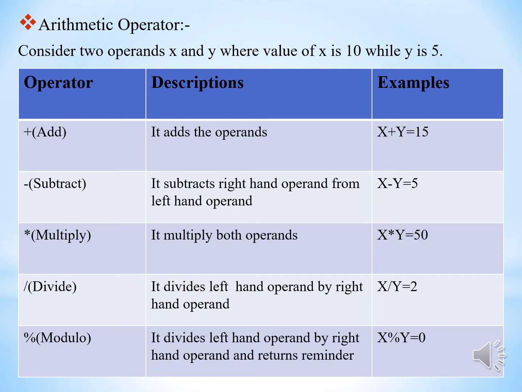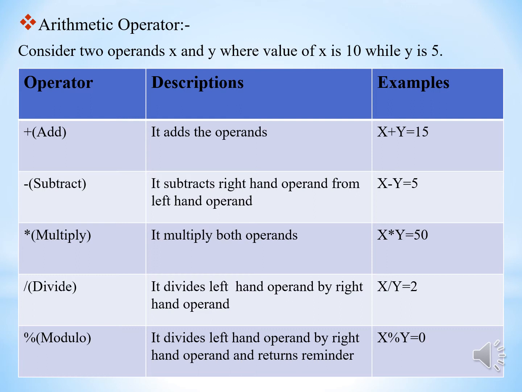After that, subtract. It subtracts the right hand operand from the left hand operand, so x is 10 and minus y is 5, the answer is 5. After that, the multiplication sign, which multiplies both operands x and y. X into y is 10 into 5, which is 50. Then slash is used as the divide sign, and it divides the left hand operand by the right hand operand. Then x divided by y is 10 divided by 5, which is 2.